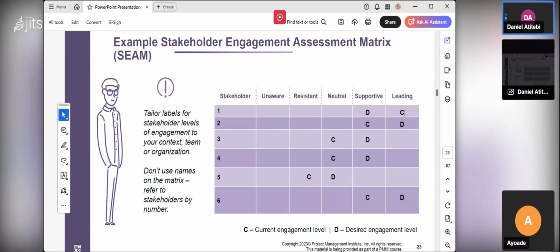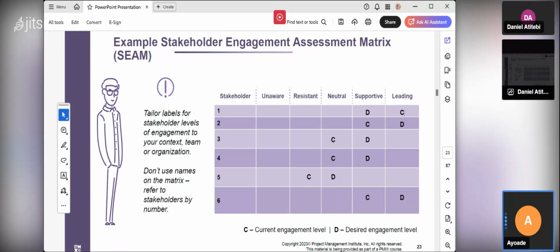It could also be that this stakeholder is your team member. He loves to lead, and that's the current engagement level. But your own desire for him, having studied him, is that he is not good at the leadership area. Can you see? You know that he can support. D means desired engagement level, and C means current engagement level. Now you are using this to engage with that person. I prefer that, instead of him leading, he should support. Are you getting it?